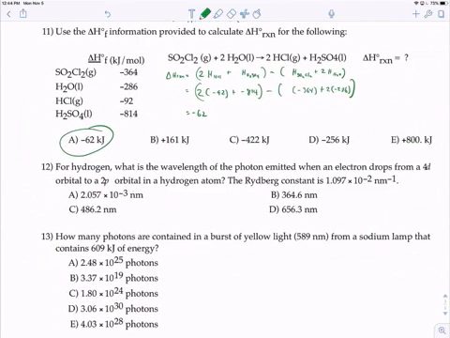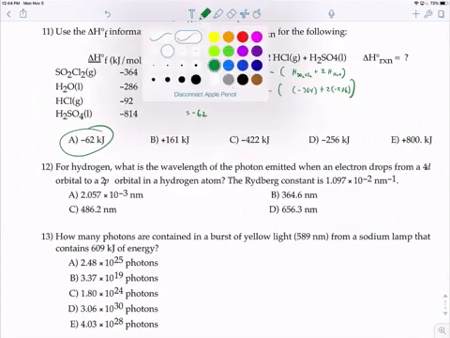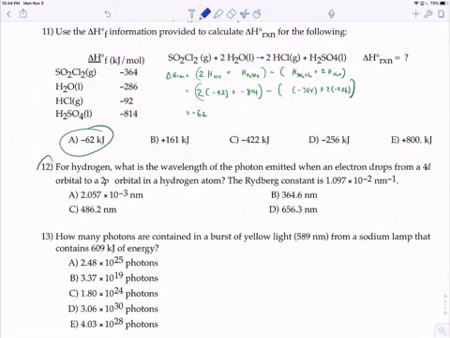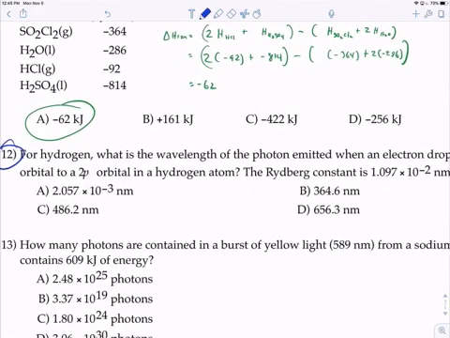Okay, so number 12. I think I'll do this the easy way. There's 2 ways to do it. There's a hard way and the easy way. I'll pick the easy way. The Rydberg equation: delta E is the Rydberg constant times 1 over n final squared minus 1 over n initial squared.